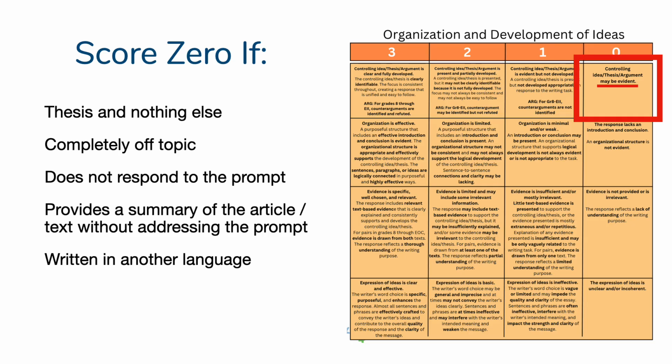So if it does not respond to the prompt, you would score a 0. If it provides a summary of the article or the text that the essay is asking about without addressing the prompt at all, that would score a 0. And it's important to note that if the student writes in Spanish or another language, we have to score that as 0. Even if you're able to read the essay and you can tell that the student responded appropriately to the prompt, if it's in another language, it should be scored as 0.